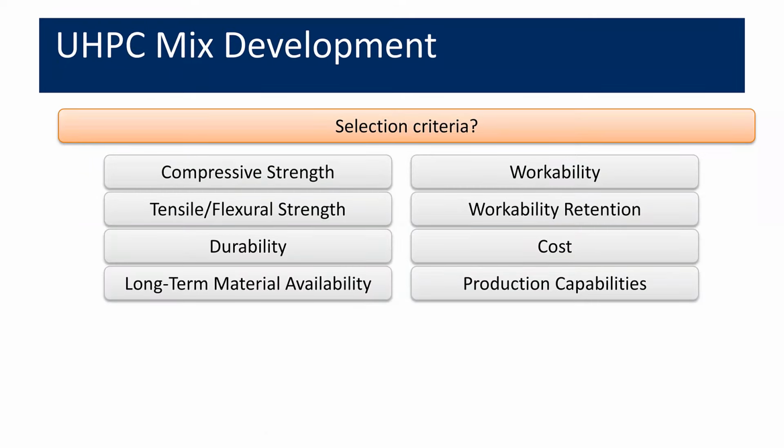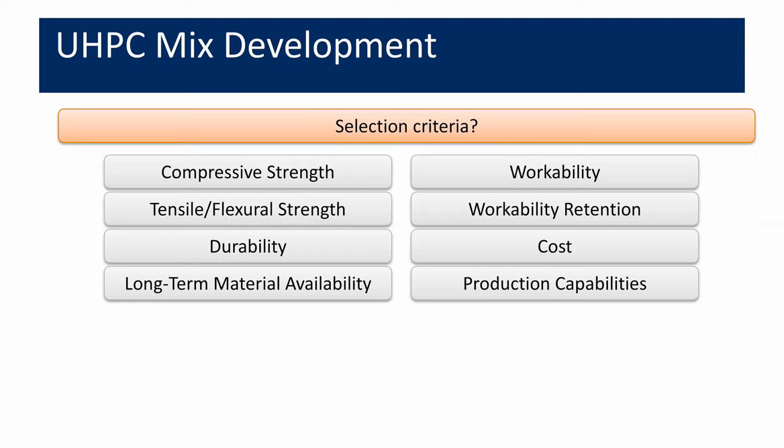So when I'm developing a mix, here's a few of the performance characteristics I might consider. Obviously, the compressive and tensile strength, the durability that we've talked about, the long-term material availability. Do I have a particular material that I'm concerned isn't going to be available for the duration of a particular project I'm working on? That's a factor that might be considered. Workability and workability retention. How flowable is this material? Does it have self-consolidating properties? And how long does it stay self-consolidating?